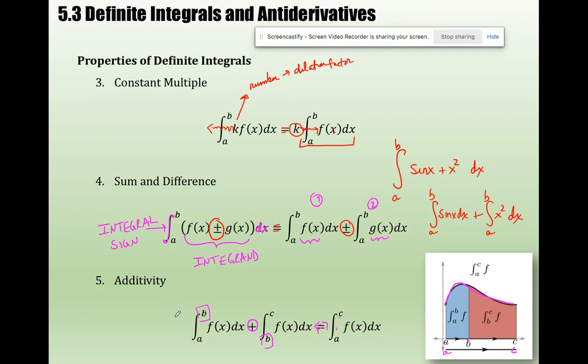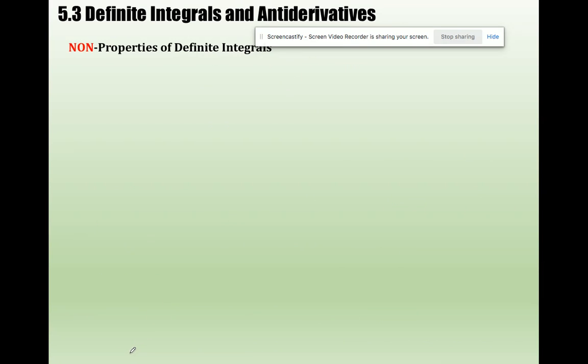Now, unlike derivatives, there are some properties that do not work. You really, really would like them to work, but they don't. You do not have a quotient rule for integrals, for antiderivatives. This is not true. You cannot integrate a quotient and just take the integral of the numerator and the integral of the denominator. You couldn't do that with derivatives either, but I gave you a quotient rule. There is no quotient rule for integration.